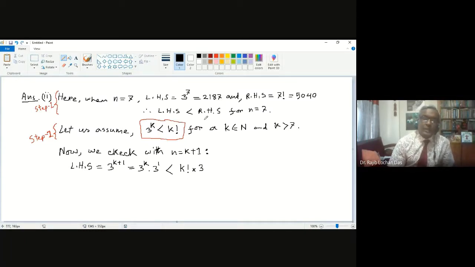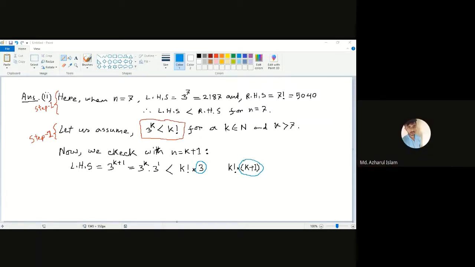So again, if I change 3, and if I write k plus 1, then what will happen? K factorial is all right. I am not changing k factorial now. And I am writing k plus 1 in place of the 3. Now what will happen? Will it be bigger or smaller? Or you do not know? More bigger, sir.